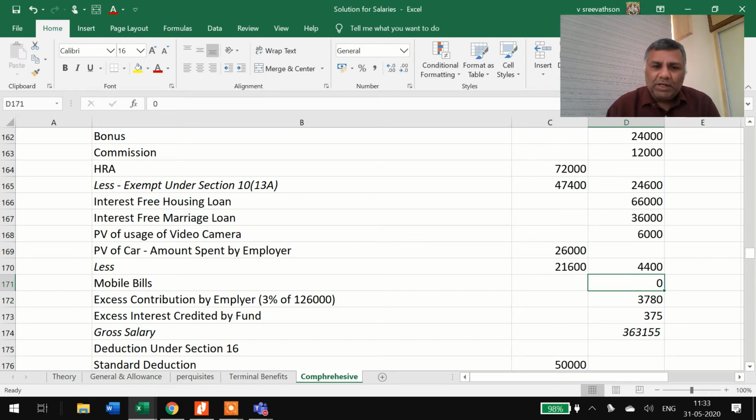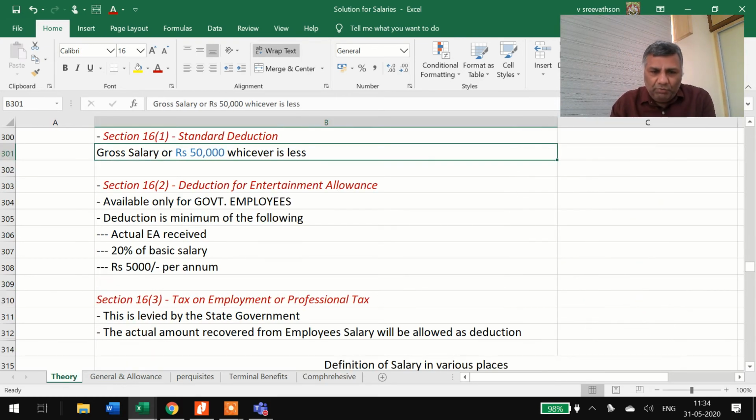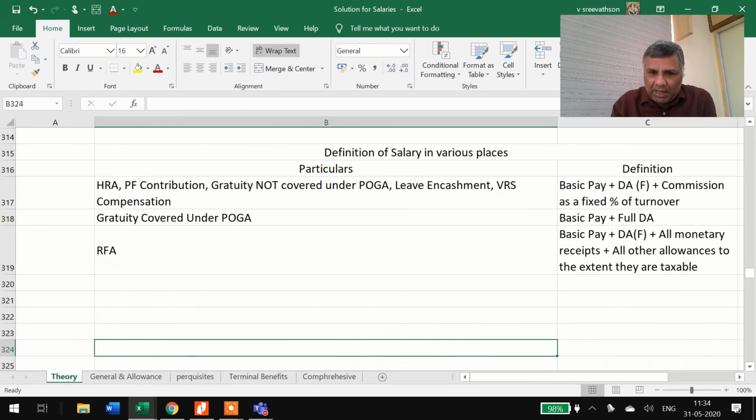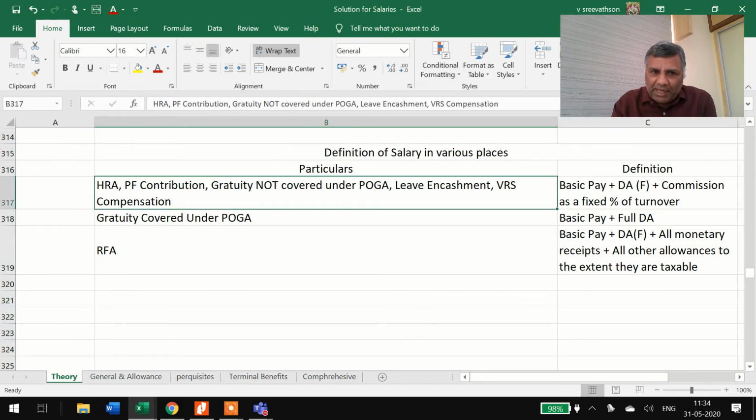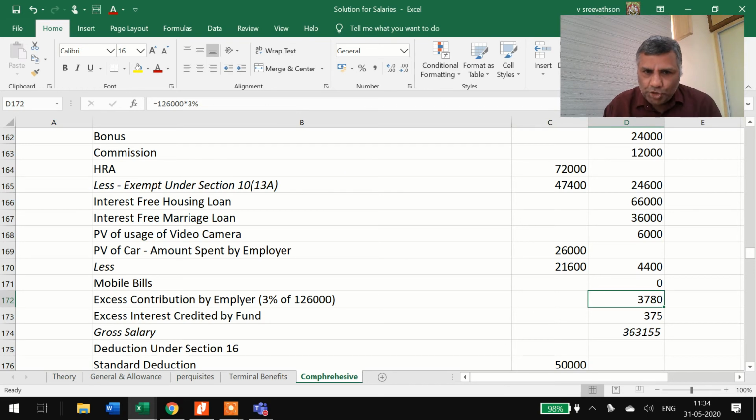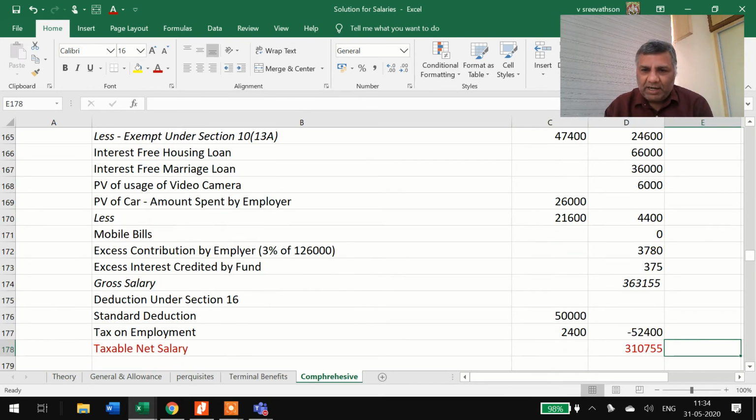Majority of you have written it correctly. Okay. Excess contribution: the same salary computation as for HRA. Because you saw here itself, when we summed up PF, HRA, gratuity, everything has the same computation of salary. So 1,26,000 into 3%, excess interest credited, and the final answer.